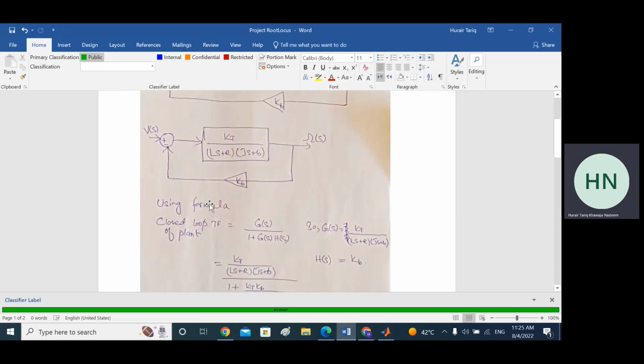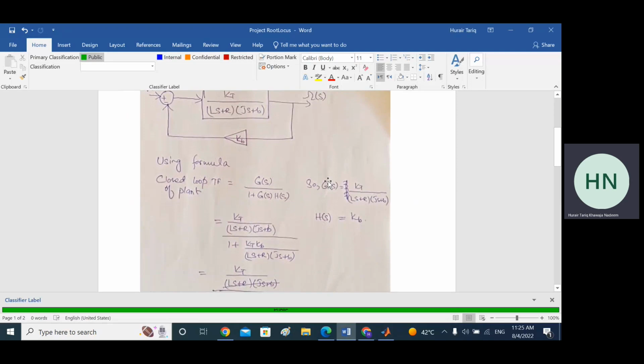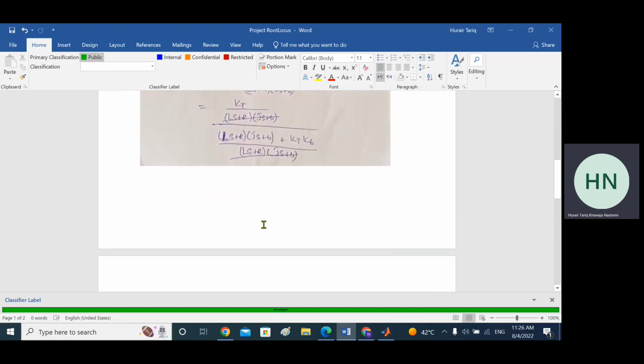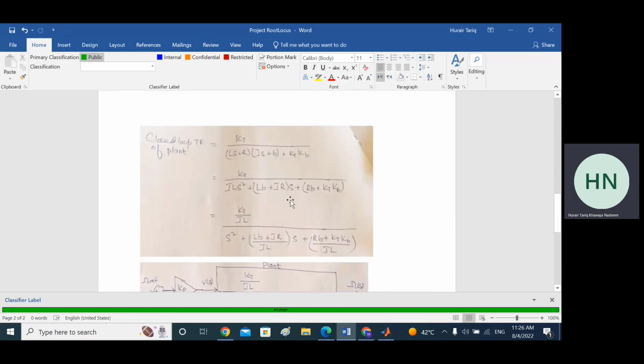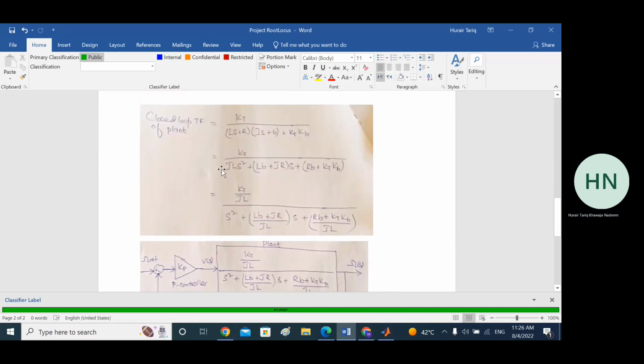Now, we are going to make the closed loop transfer function of the plant. Remember, this is the plant. We do not have the controller over here right now. So this is only the plant. The closed loop transfer function of the plant can be found by using this formula, G(s) over 1 plus G(s)H(s). So this portion is G(s) and this is H(s). So you can put everything over here, and when you do all the simplifications, you are going to get the closed loop transfer function of the plant like this.